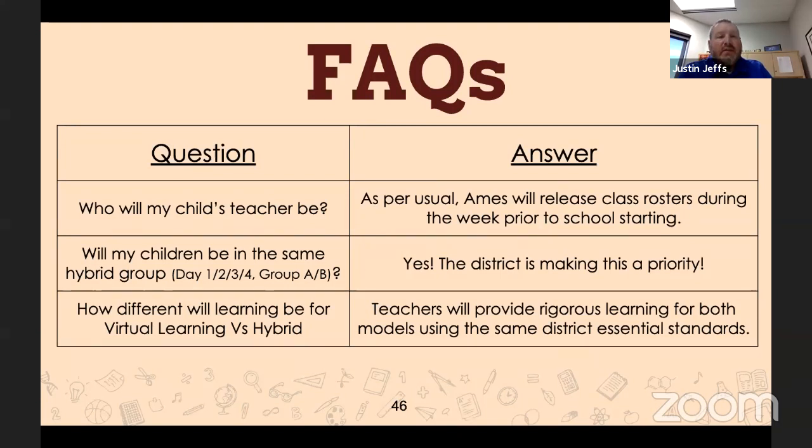Will my children be in the same hybrid group? 1, 2, 3, 4, group A, B? Yes, the district is making this a priority. If you have multiple children that attend Ames schools, it doesn't matter if they have one at Mitchell, one at middle school, one at high school, the goal is to ensure that all your kids will go on the same day. They'll have the same number or letter assigned to them, because we know that makes it a lot more convenient for most.